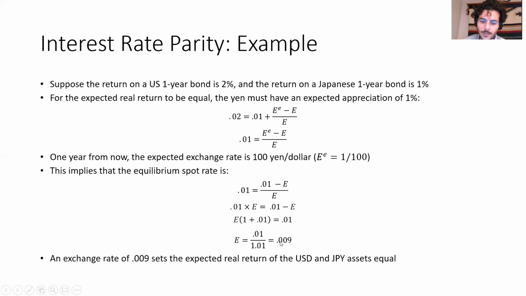So in that case, the yen is expected to appreciate by 1% over the next year, and that's going to set the expected real return of the dollar and yen assets equal to each other.